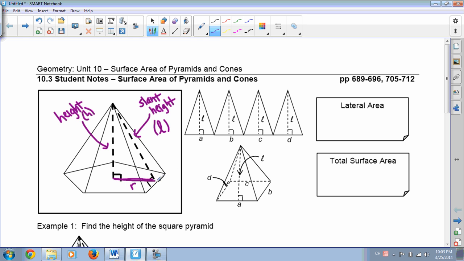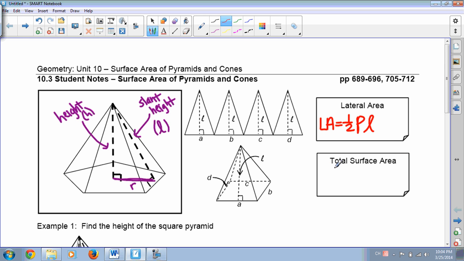You can also use this as a Pythagorean theorem because it is a right triangle. All right, the lateral surface area of a pyramid: lateral area is equal to 1/2 of the perimeter, big P, times l, the slant height. So lateral area is 1/2 big P times l, 1/2 the perimeter times the slant height.